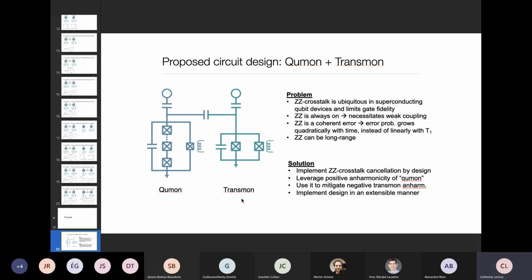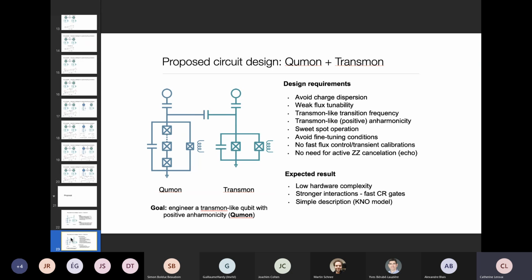So the solution we have here is to implement a new type of qubit. So, the GFQ I mentioned earlier, but in a specific parameter regime, such that we call it the QMON. And it's basically an anti-transmon. It looks like a transmon with a positive anharmonicity, but it has almost all the nice properties of a transmon. And also, it's a scalable design, so we basically want to build processors out of this design.